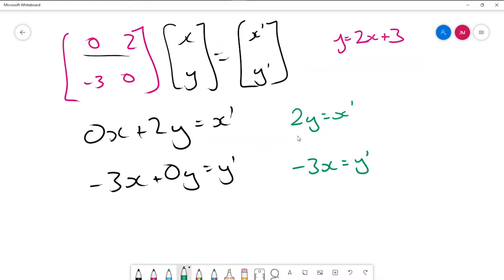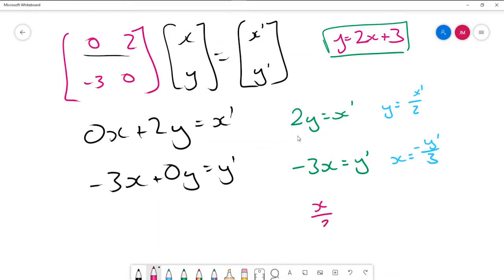So here's our original equation. We want to get it in terms of x and y. So for our image of x, we divide by 2 across. We get y equals the image of x over 2, and x equals the image of y over negative 3. And then we substitute that back into the original equation. So for y, I'm going to put in x on 2. And where the x is, I'm going to put in all this stuff here: 2 times negative y on 3, plus 3.